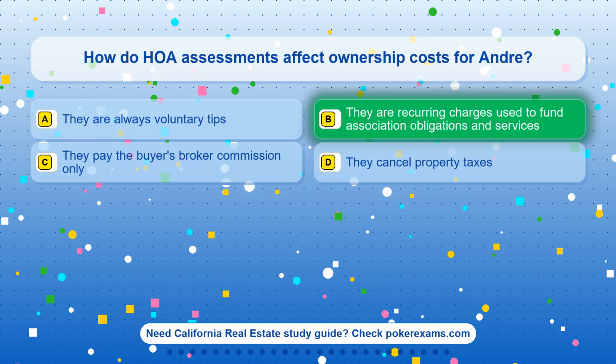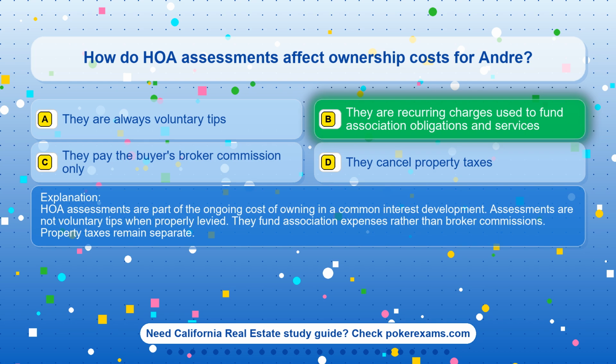The correct answer is option B. They are recurring charges used to fund association obligations and services. HOA assessments are part of the ongoing cost of owning in a common interest development. Assessments are not voluntary tips when properly levied. They fund association expenses rather than broker commissions. Property taxes remain separate.